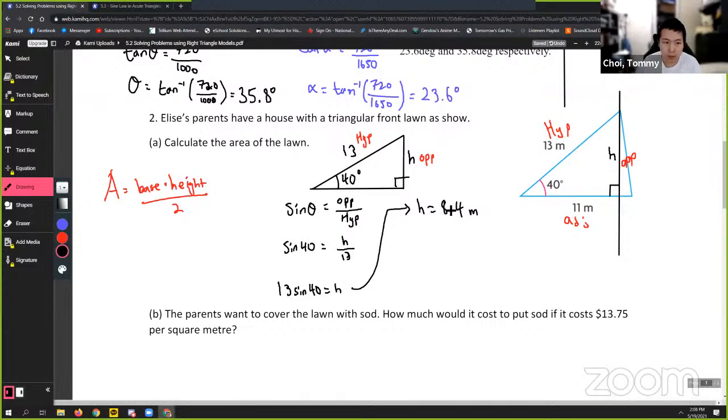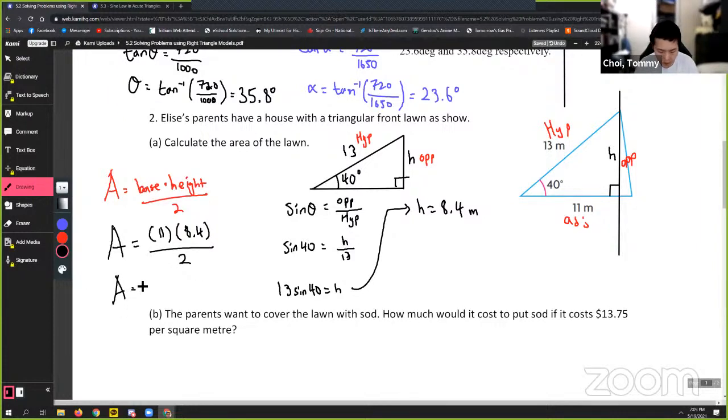So once we have the height, since we need to find the area of the lawn, we got to plug it into here. So the area is base times height divided by 2. The base of the triangle is 11. The height we just found, which was 8.4, and we divide that by 2.